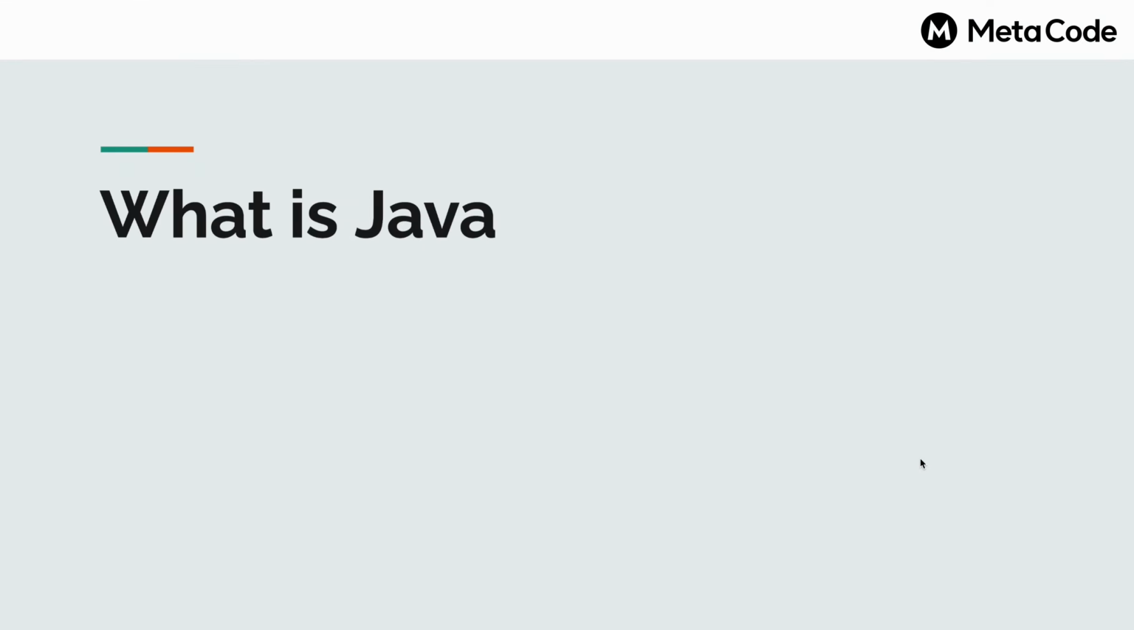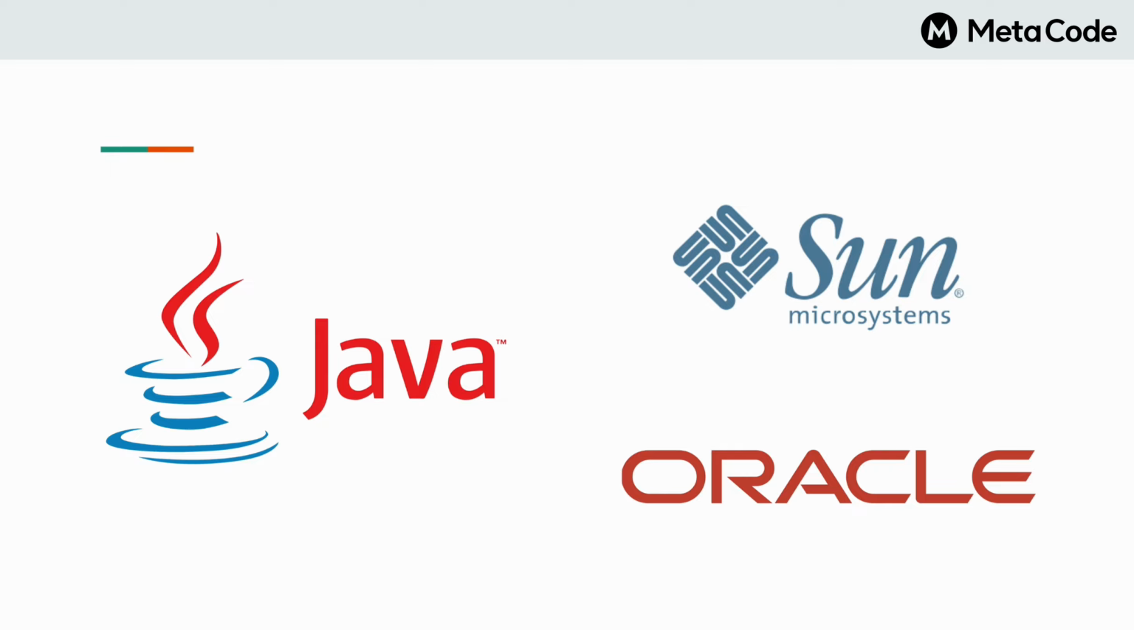So, what is Java? Java is a programming language that was first released by Sun Microsystems in 1995. That company was bought by Oracle, so now Oracle owns and maintains Java.